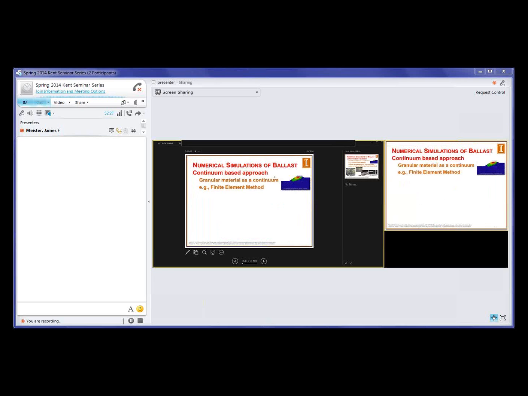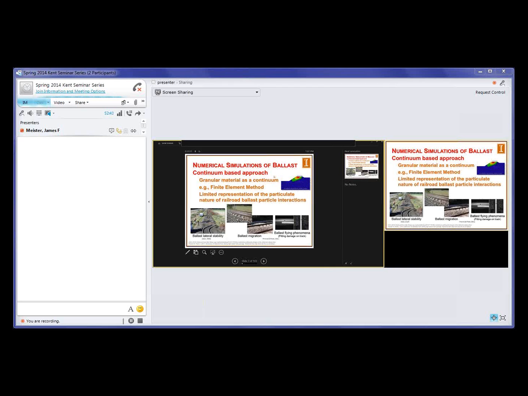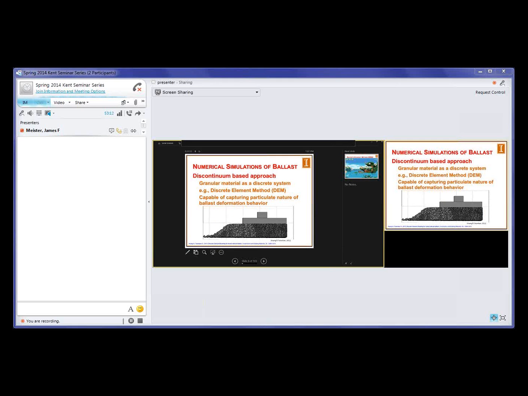Before the discrete element method was introduced, we had continuum approaches to simulate, for example, the finite element method and other methods, for example, the finite difference method. They can simulate different kinds of ballast behavior. However, some of the problems that happen in the field cannot be simulated very well with the continuum approach. For example, ballast lateral stability, ballast migration, and right now, during high-speed train operation, ballast flying and also ballast projection. These field problems cannot be simulated very well with the current continuum-based approach. With the help of the discrete element method, we are capable of capturing the particulate nature of ballast behavior. So, till now, we know the discrete element method is helpful, but what is the discrete element method?